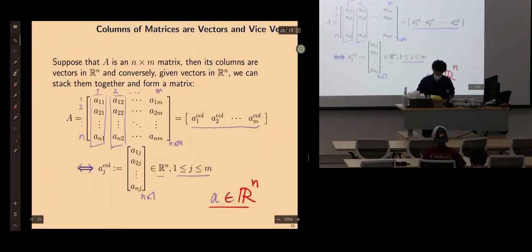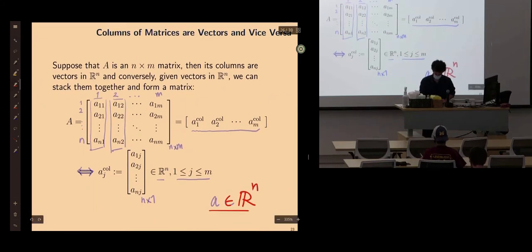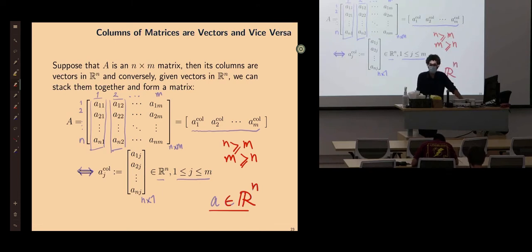Now your question is, is n greater than or equal to m, or is m greater than or equal to n? Can be both. We do not impose a constraint for now. If it's only n dimensions, then if m is greater than n, how can you go into m if you're only in n dimensions? It's a very good question.